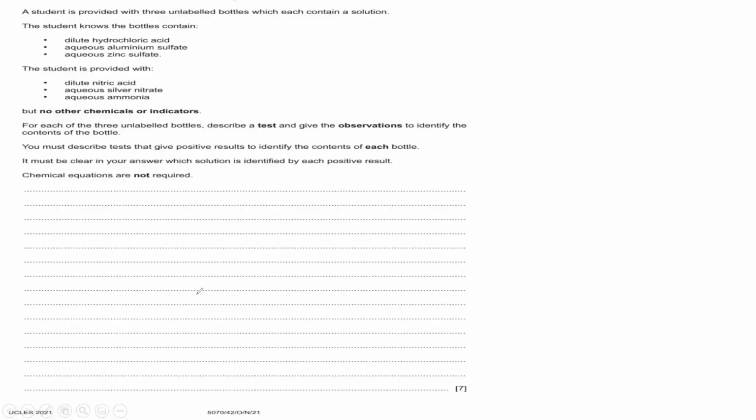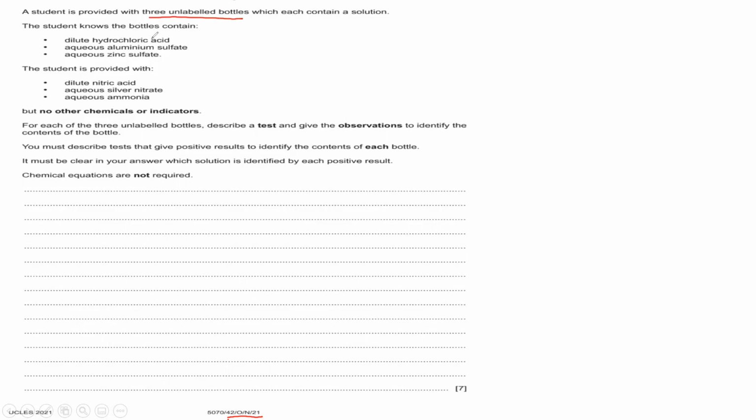This is another question, and it's from October/November, paper 4-2, right? It's 4-2, October/November, the year is 2021. Now I'm reading the question. A student is provided with, again, a similar question to the one in the 4-1 variant. The 3 unlabeled bottles each contain a solution.